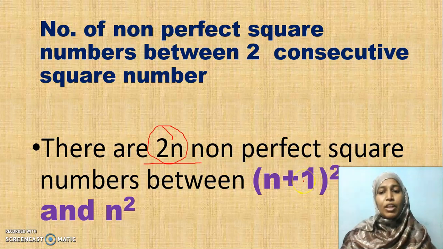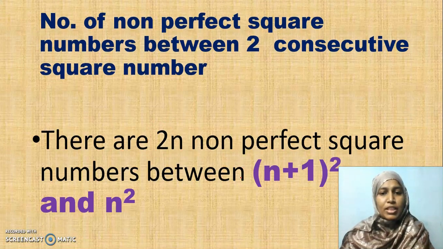Okay, there is a link between these two properties. Let it be a recall for your exam, my dear children. Don't get confused with these two things. If they ask you to find the difference between two consecutive square numbers, it is 2n plus 1. If they ask you to find the number of non-perfect squares, you should find only 2n alone. Is it clear, my dear children?